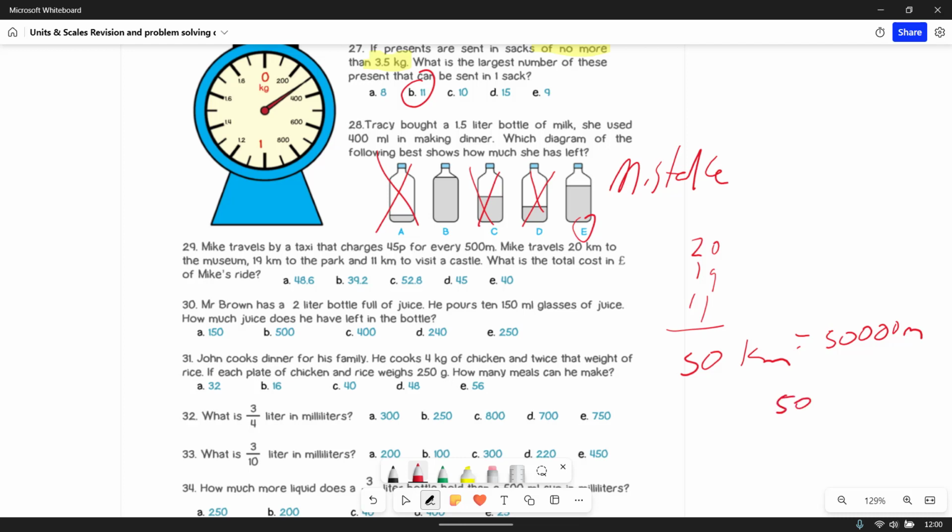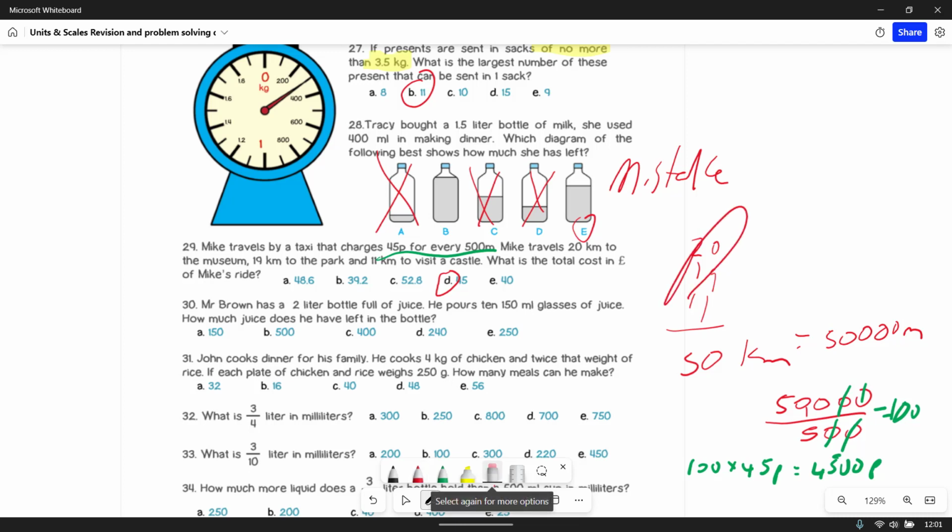So you do 50,000 divided by 500. Cross off the matching zeros. 500 over 5 is going to be 100. And then you times that by 45. So 100 times 45 pence is 4,500 pence. So that'd be 45 pounds. So 45 divided by 100, 45 pounds. So 29 should be D.